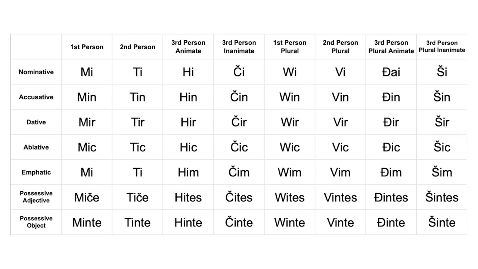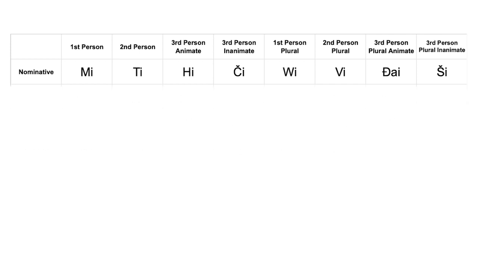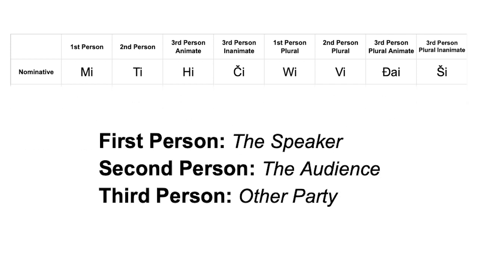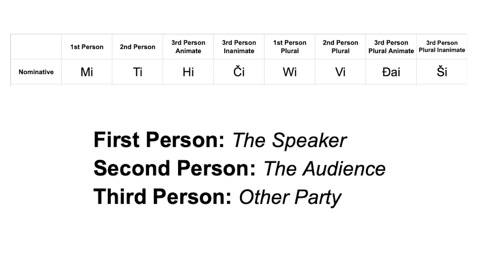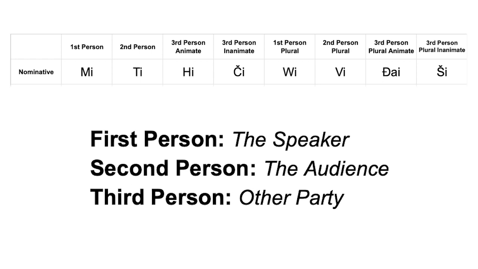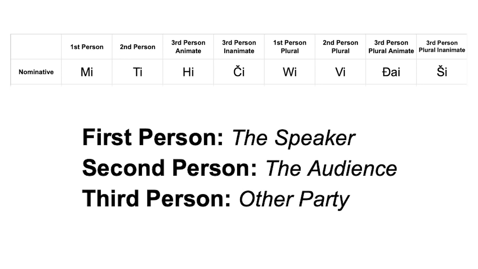Here are all the pronouns in my language. I have included 4 person markers and a distinction for plural, making a total of 8 nominative pronouns. In case you don't understand person markers, I'll give a rundown. First person refers to the speaker of the sentence, think I or me. Second person refers to the audience of the sentence, think you. Third person refers to another party that is mentioned previously, like the word it.